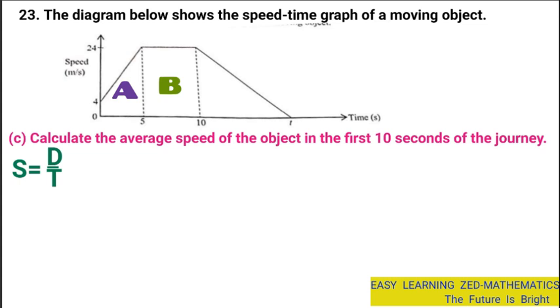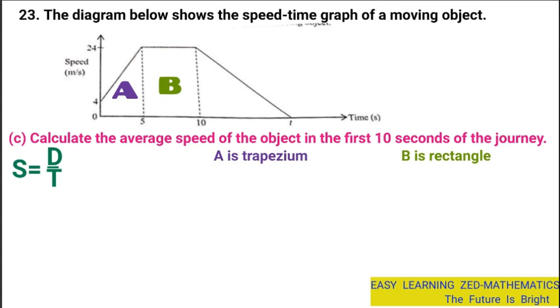Are we given the distance? No, we are not given the distance, so we need to find it. With this graph, the way we can find the distance is by identifying the names of the shapes formed, shape A and shape B. Shape A is a trapezium, and shape B is a rectangle. We can find the area of these shapes, and that area will be the distance covered by the object.